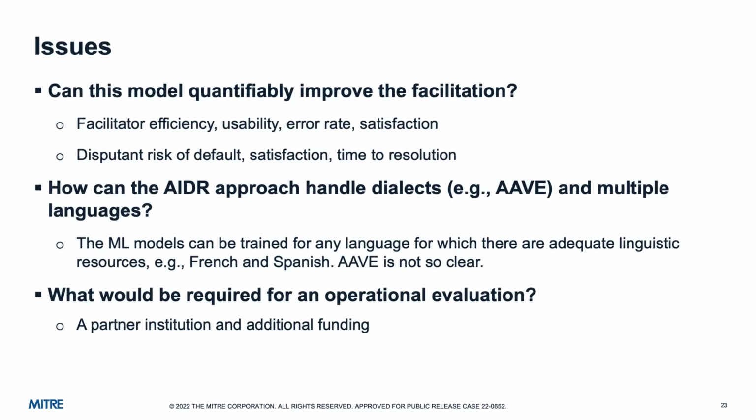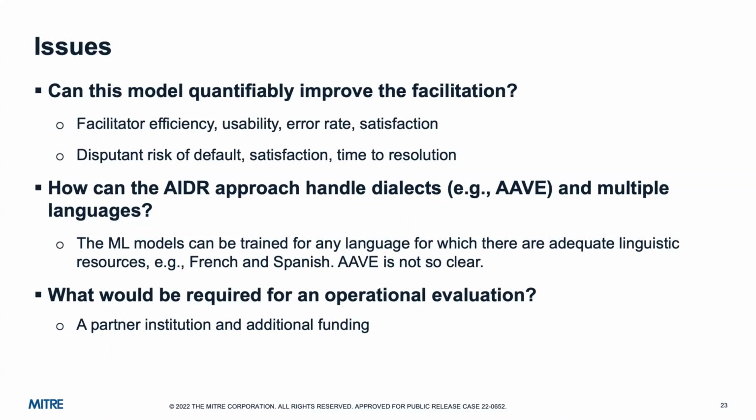Does it make things more usable? Does it decrease their error rate? Are they more satisfied? And even more to the point, would that decrease the risk of default by disputants, which is the thing I think we are most interested in? Would it increase satisfaction? Would it speed time to resolution? If, for example, decision support is assisting facilitators in being more prompt or more consistent, or not missing certain kinds of situations that endanger the ability to reach a solution.